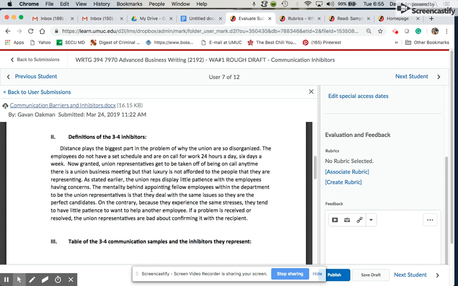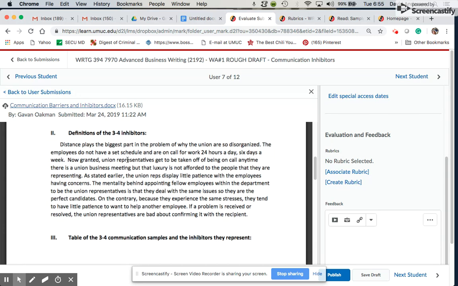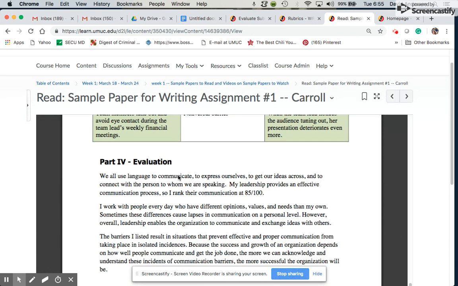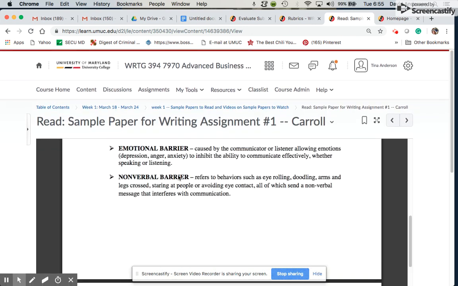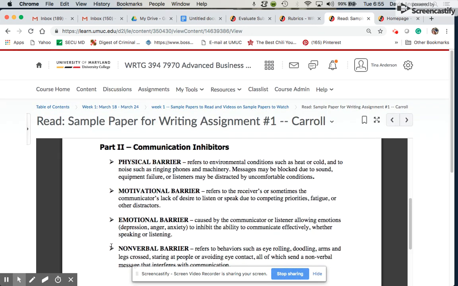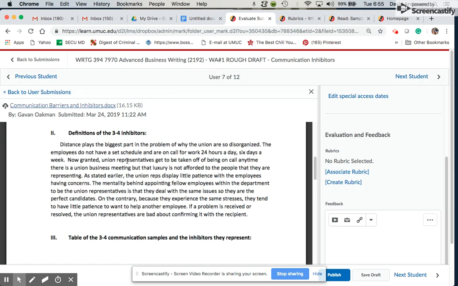The next section, identify 3 to 4. And do you notice how it's in these bulleted forms? This is that sample paper. See how it's in these bulleted forms? They're using arrows here. Just enumerate your inhibitors in that way, giving a definition. You don't have to give a scenario. You don't have to give an example. You're simply identifying. Select 3 or 4 inhibitors and give the definition for each.